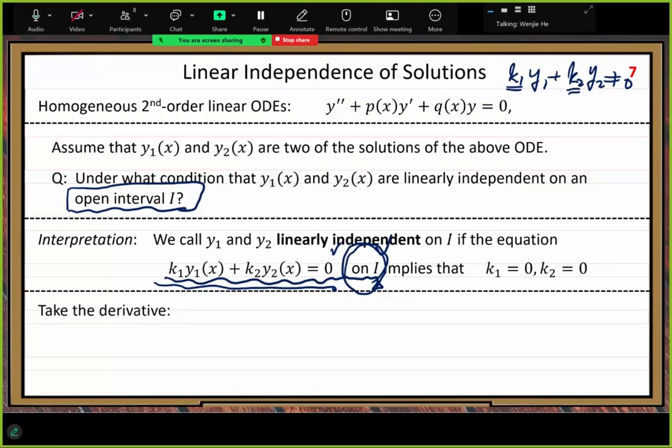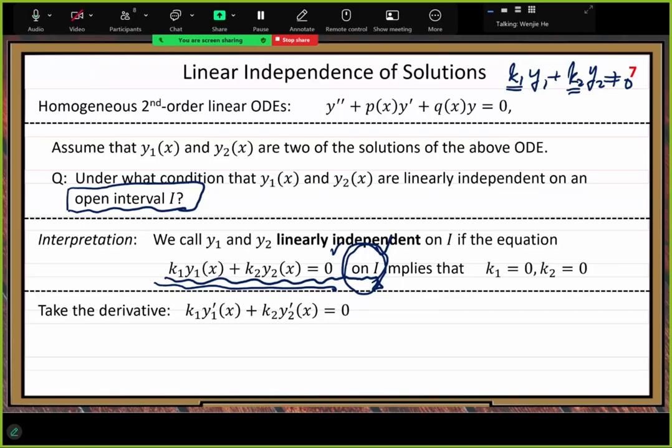We take the derivative on both sides. We can do it, right? So if you take the derivative, because K1, K2 are constants, you just take the constants out. K1 times y1 prime plus K2 times y2 prime equals 0.